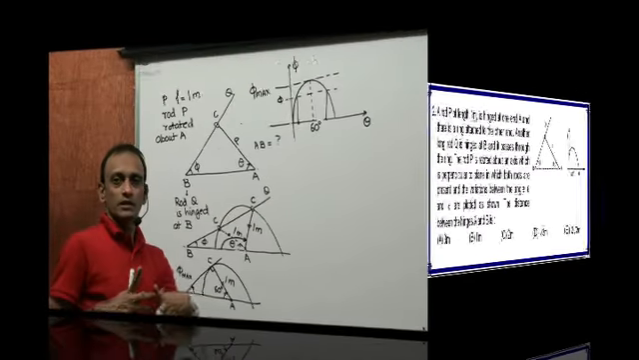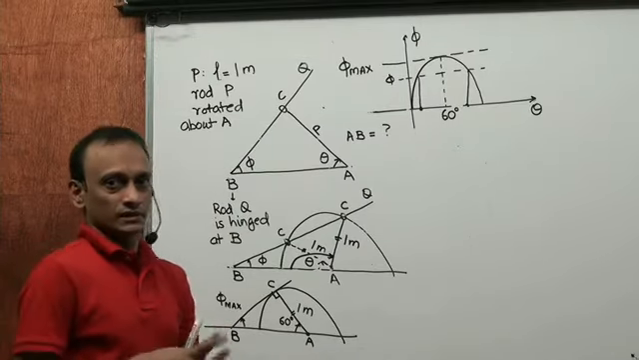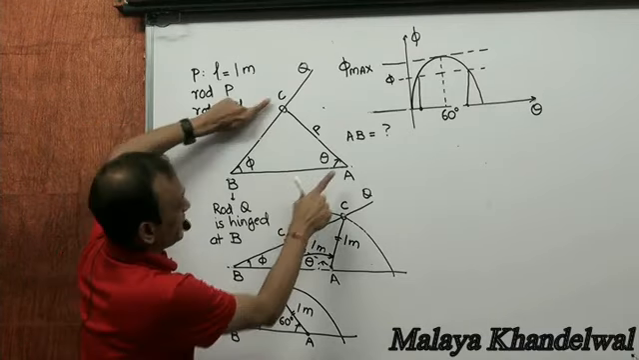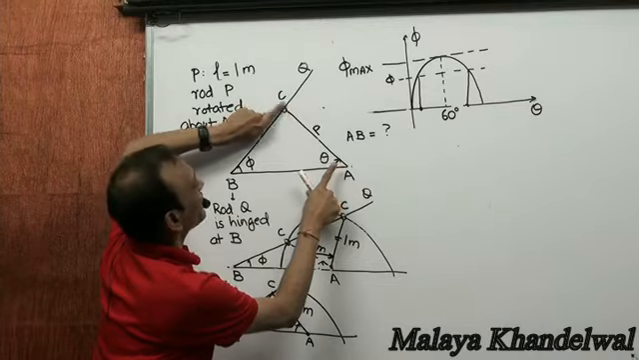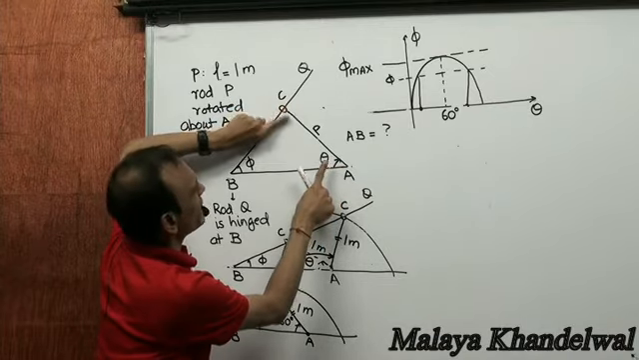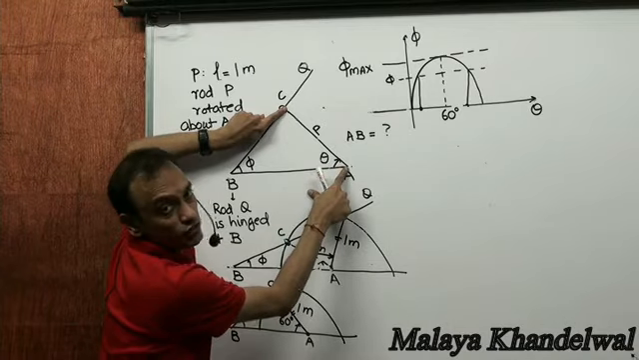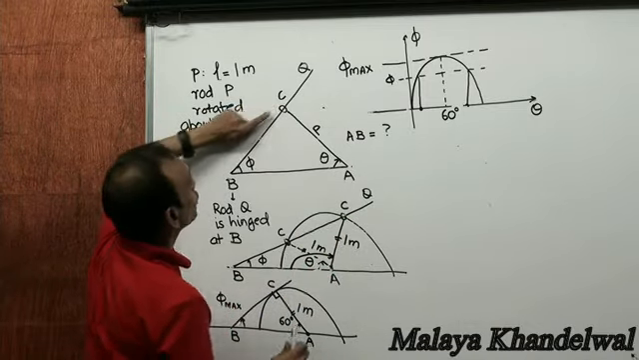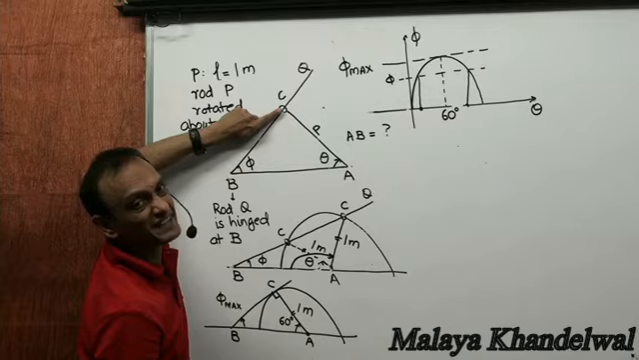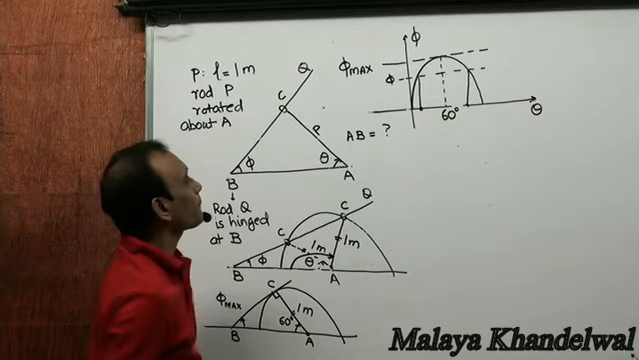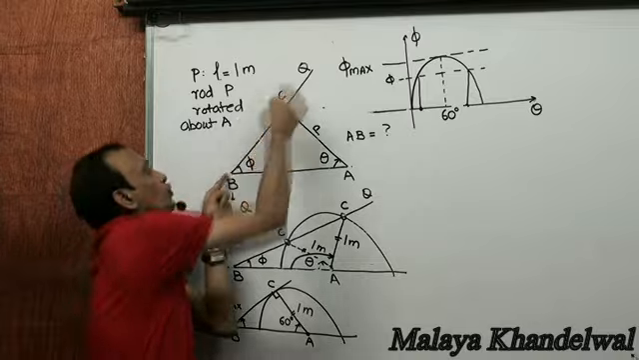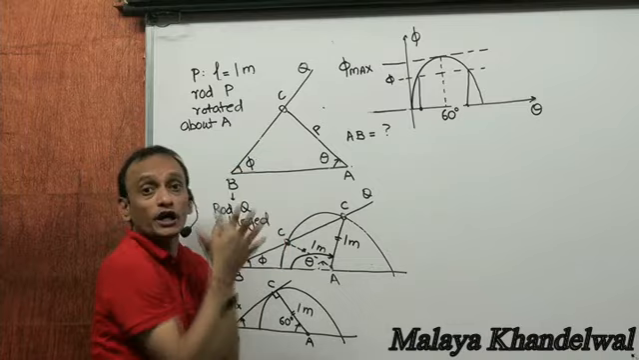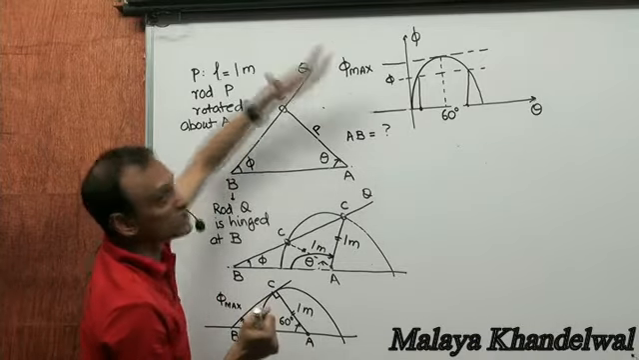Problem, which is a very typical mechanical situation. We are given a rod P with a small ring at the end. The rod P is of length 1 meter, and there is a longer rod Q, which passes through the ring at C, right? And the rod Q is known to be hinged about B. It can swivel this way.